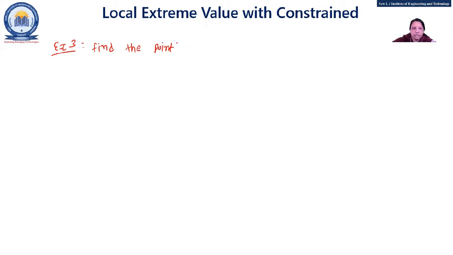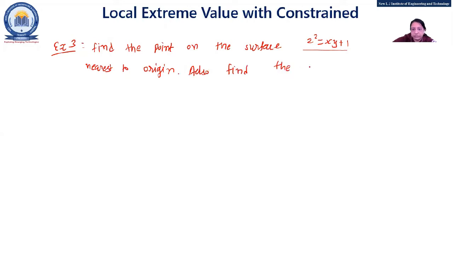Find the points on the surface z square equal to xy plus 1. This is one surface, nearest to origin. What is the question? Find the point on the surface. That means this surface is given. On that you need to find out the point which is nearest to origin and also find the distance. So we'll write the equation of f and then you have to solve.